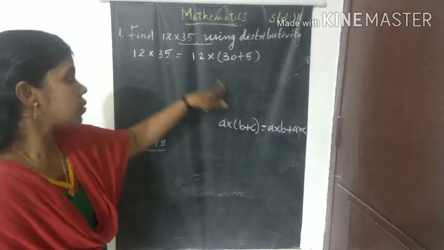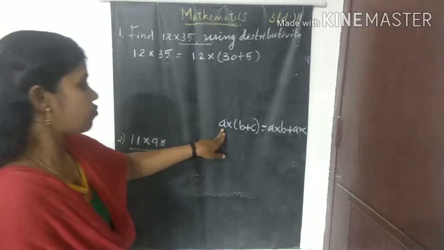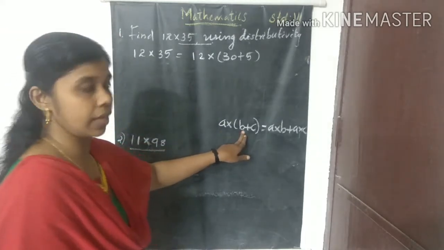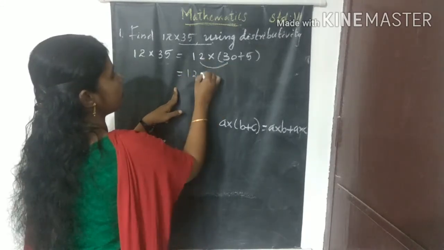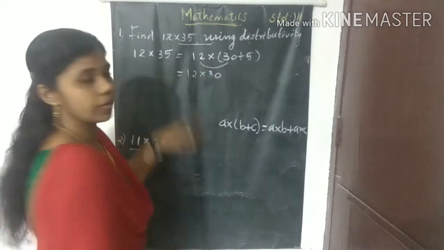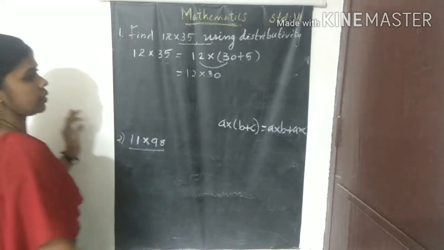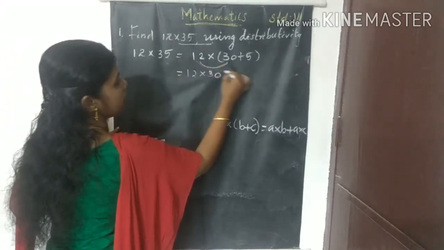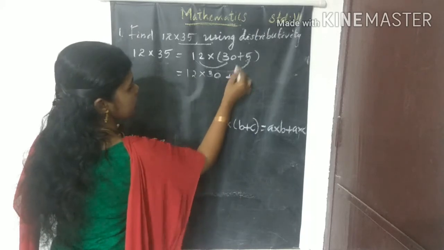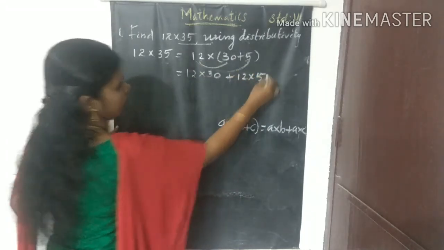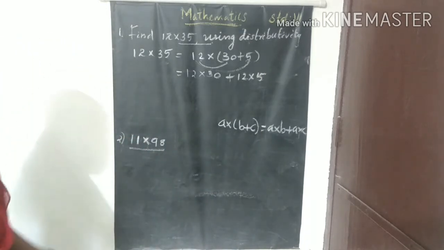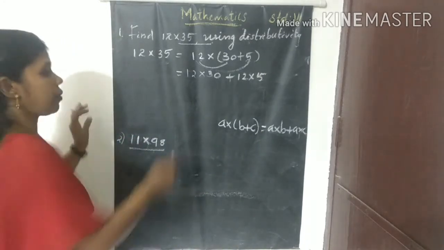So how can we write first number into second number? It is written as 12 into 30, and next 12 into 5, with a plus between them. Then 12 into 5. Then next, simply find the product.